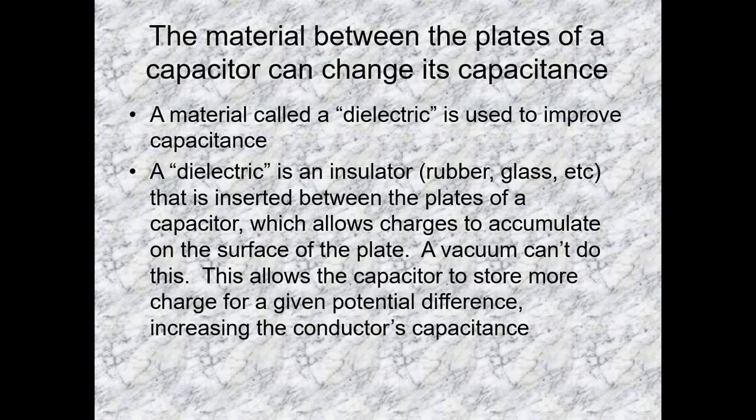It is an insulator, like rubber, glass and mica, that is inserted between the plates of a capacitor. Also Teflon and bakelite are dielectric materials. It allows the charge to accumulate on the surface of the plate. A vacuum can't do this. So this allows the capacitor to store more charge for a given potential difference, increasing the conductor's capacitance.